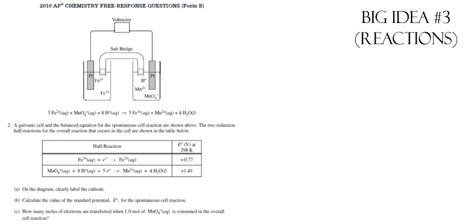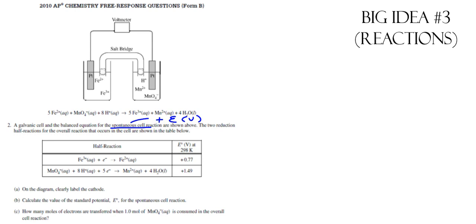So it says the galvanic cell and the balanced equation for the spontaneous cell reaction are shown above. The 2 reduction half reactions for the overall reaction that occurs in the cell are shown in the table below. First off, the minute they say this, that means I have a positive E for my voltage. If they say spontaneous, that is what it means. So automatically this is going to flow in the direction that makes this spontaneous.